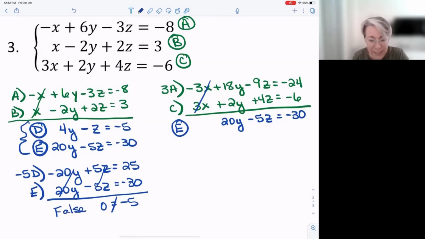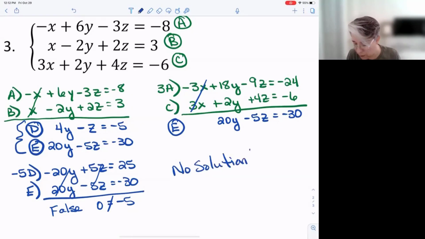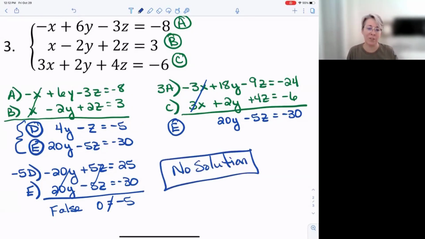This is a false statement. As soon as you get a false statement, 0 equals negative 5, negative 10 equals 15, anything that's not true, that tells us there is no solution. We like these because they're quick. As soon as you get that false, you're done. If you get a true statement, there's more work to do.